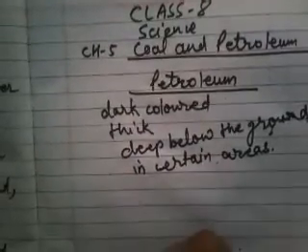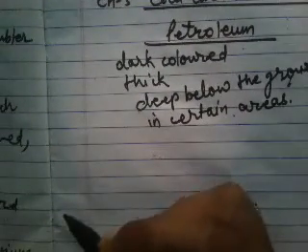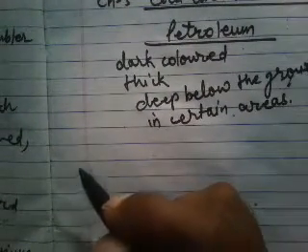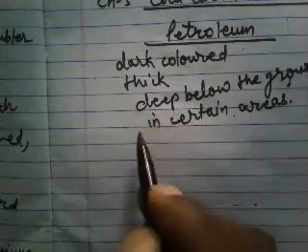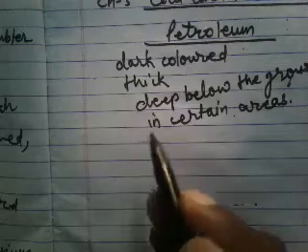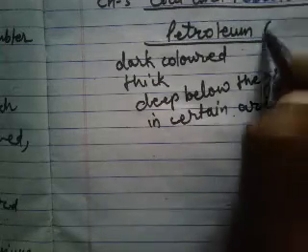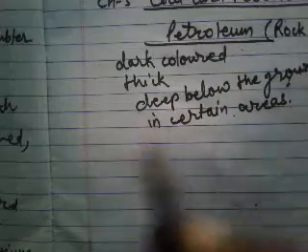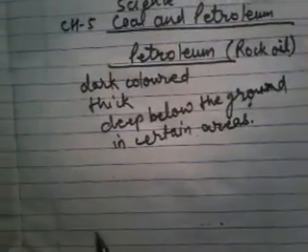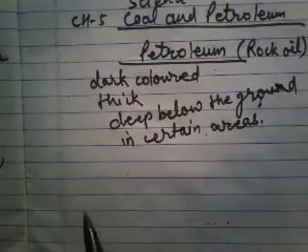So how can we define the term petroleum? Petroleum means rock oil. It means oil is obtained from the rock. That's why it is called petroleum.